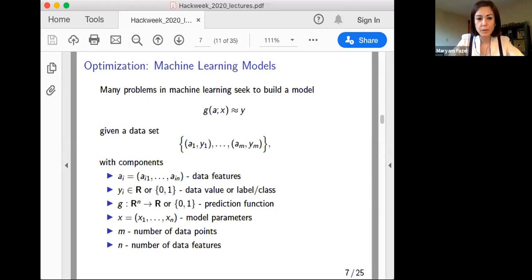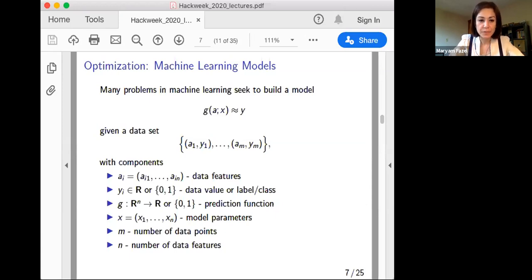For example, imagine building a spam filter for email: given a set of spam and non-spam emails, and then using this filter to decide whether a new incoming email is spam. Fitting a model to data is also called training a model. Let's look at the components of such a problem.